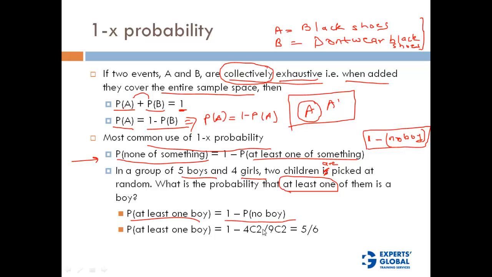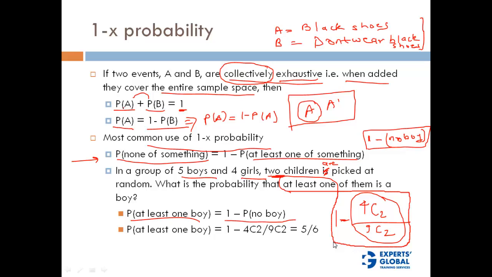Correct? And what is going to be probability of no boy? Probability of no boy means all girls. That means both the children are girls. How many ways can I pick them? 4C2 ways. What is the total number of ways I can pick 2 children from 9 children? 9 is 5 plus 4. That is 9C2. So this becomes probability of no boy, and I need 1 minus probability of no boy. So I get this as the probability of at least one boy. The probability of at least one boy is 1 minus probability of no boy, which is probability of all girls. The answer is 5 by 6.